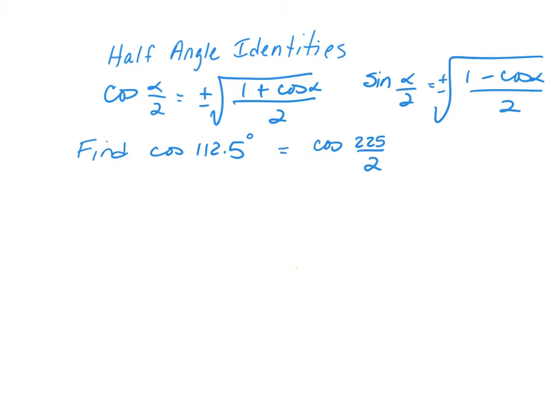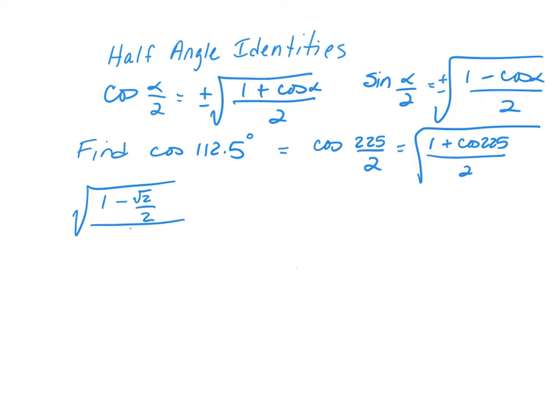Now 225 is on our unit circle, so we can use our unit circle to help us find it using half angle identities. So this is going to be equal to the square root of 1 plus cosine of 225 over 2, all under the radical. If I go to my unit circle, I find that the cosine of 225 is negative root 2 over 2, but all of this is over 2, and it's all under the radical.